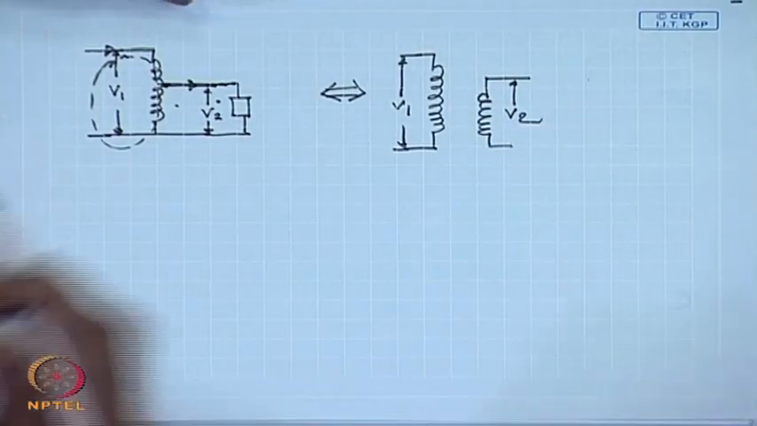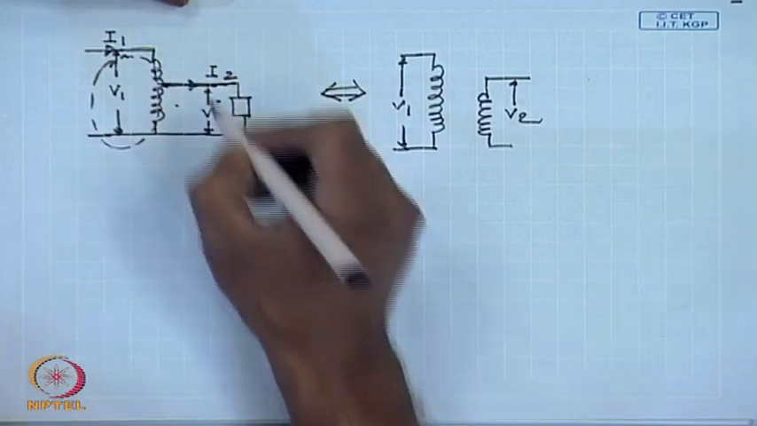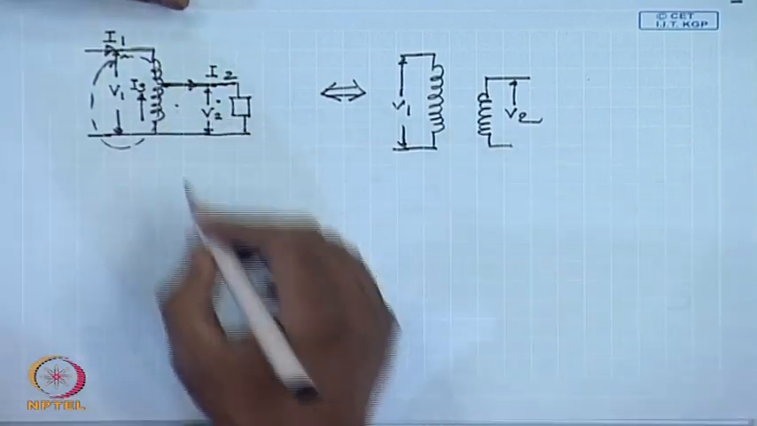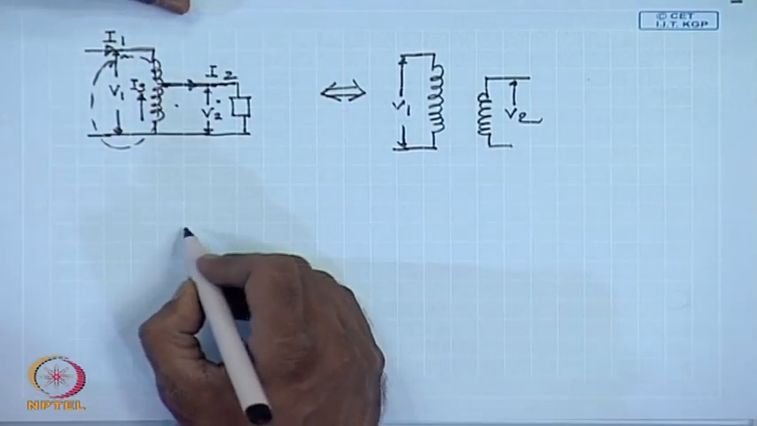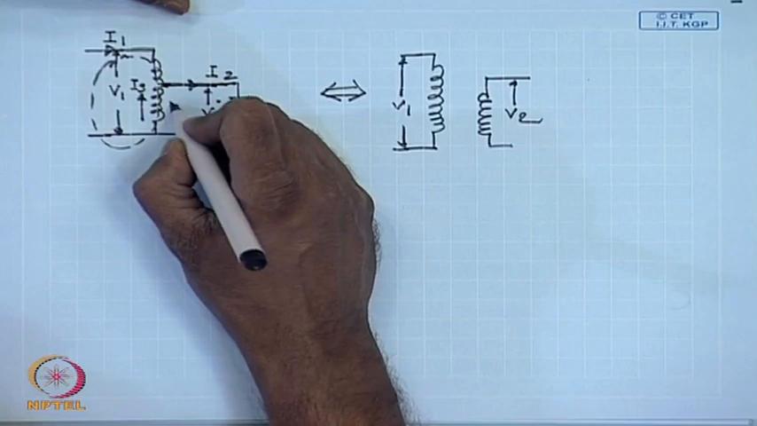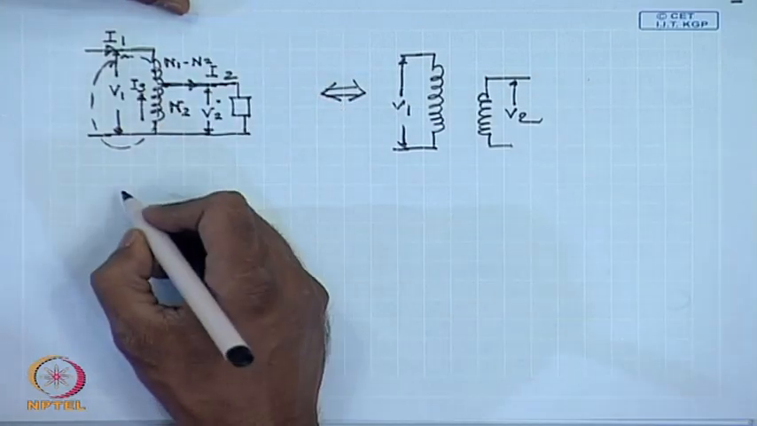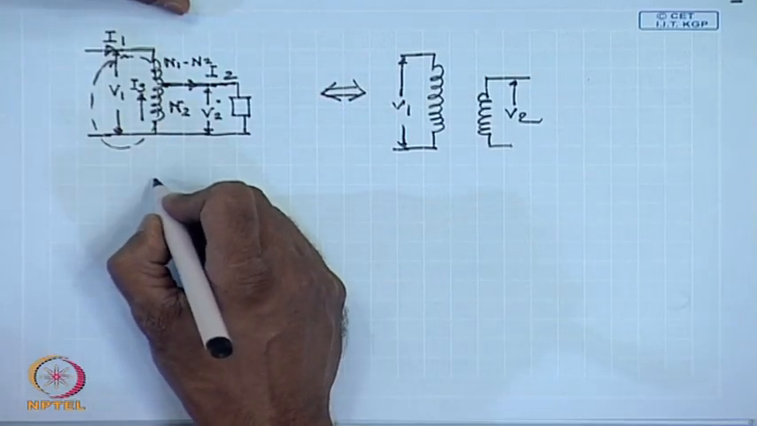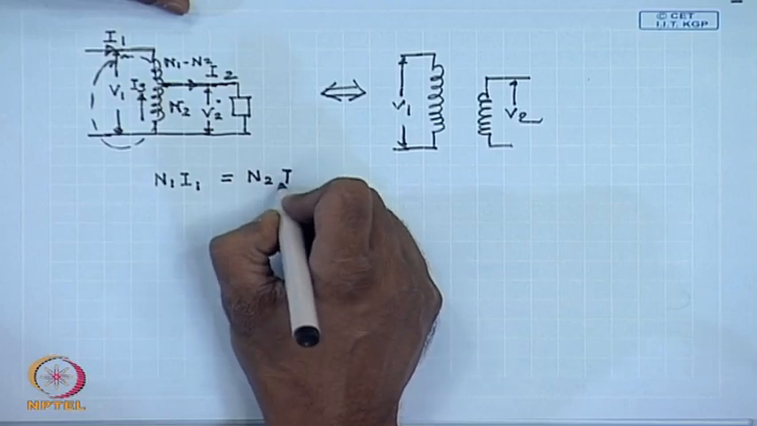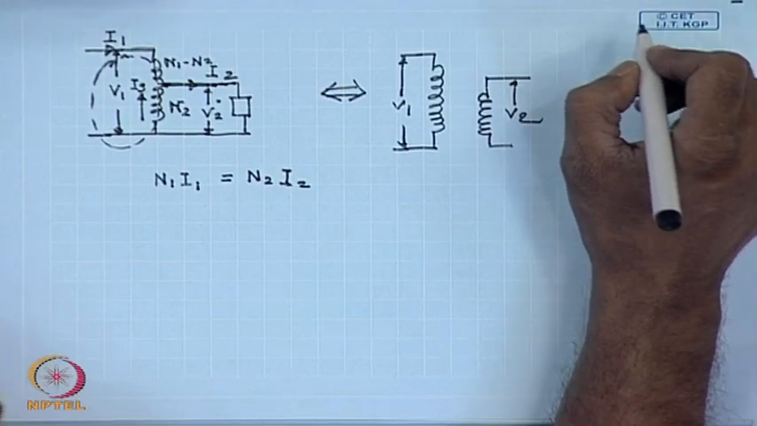Therefore, if we say this current is I1, this current is I2, and this current is I3, then the phasor diagrams of I1, I2, I3 can be drawn as follows. Assuming negligible magnetization current, if we say the number of turns of this part is N2 and this part is N1 minus N2, then from balance of MMF we can say N1 I1 equal to N2 I2, so that the net magnetization current is 0 in an ideal transformer.